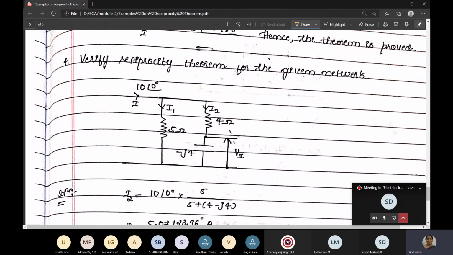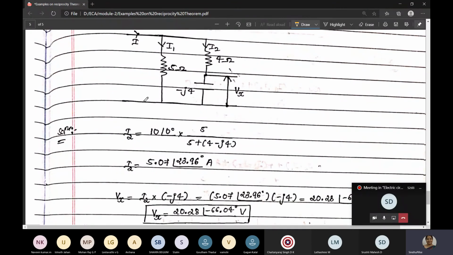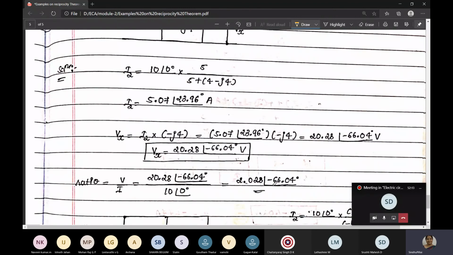Verify the reciprocity theorem for the given network. The current is 10 at an angle 0, and we have a 5 ohm resistor, 4 ohm and minus J4. First we have to find Vx. To find Vx, we have to find the I2 current. I2 is equal to 10 at an angle 0 into the resistance of the opposite branch, which is 5, divided by the sum of resistances, that is 5 plus 4 minus J4. So you'll get the current I2. Current I2 into minus J4 will give us the voltage Vx. So the ratio V by I will be found.